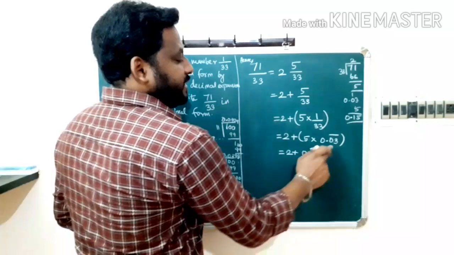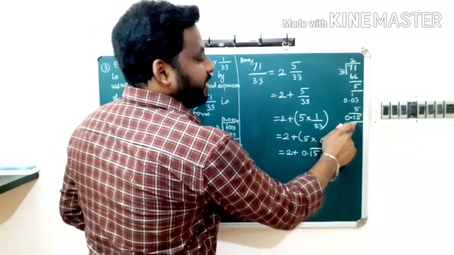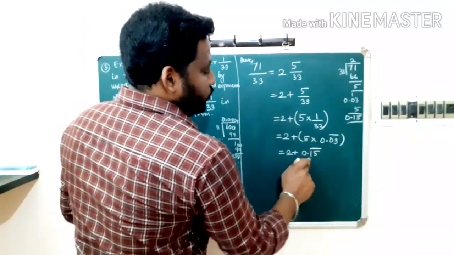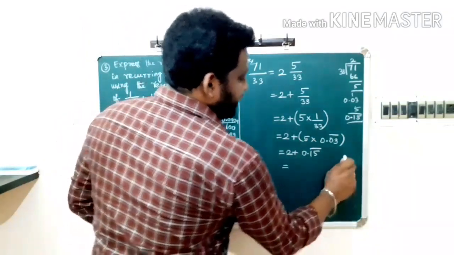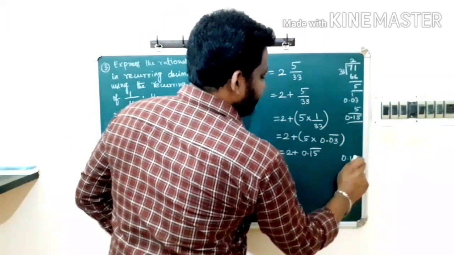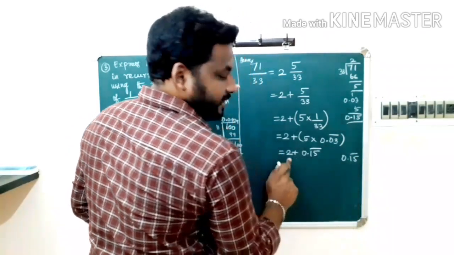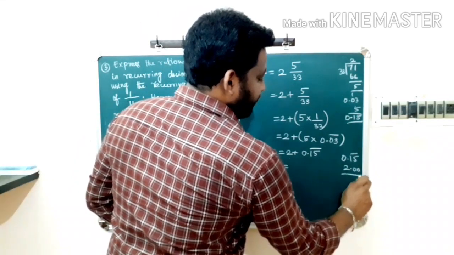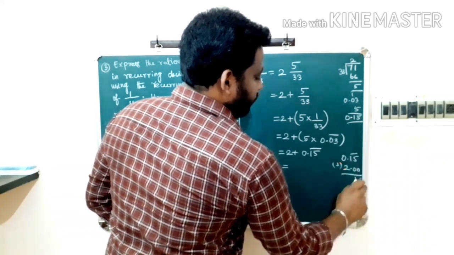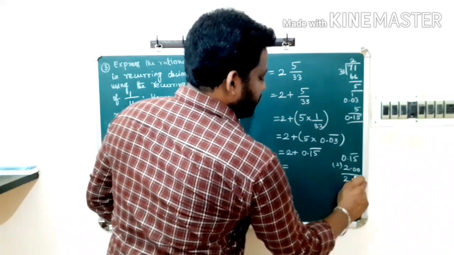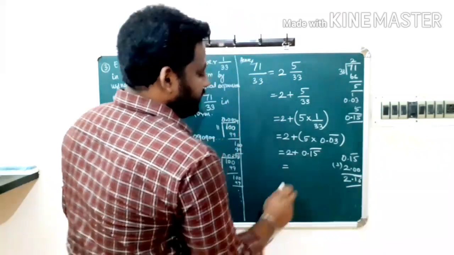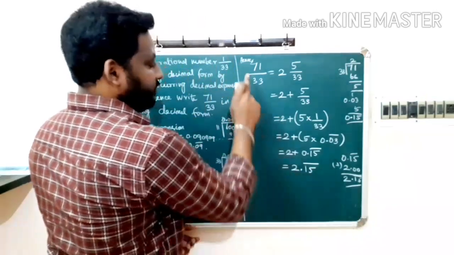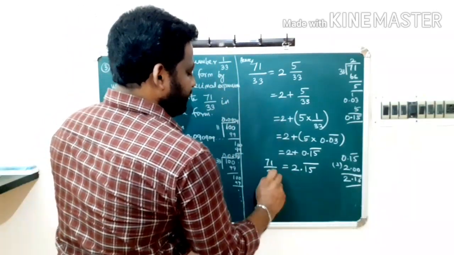So 0.030303 means we can write it as 0.151515 only. So 0.15 bar. So 2 plus 0.15 bar: 2 is the integer number, so 2.00, and you add 0.15 bar. 2 plus 0 is 2, and 1, 5 has the bar. So 2.15 bar. This is the value of 71 divided by 33.